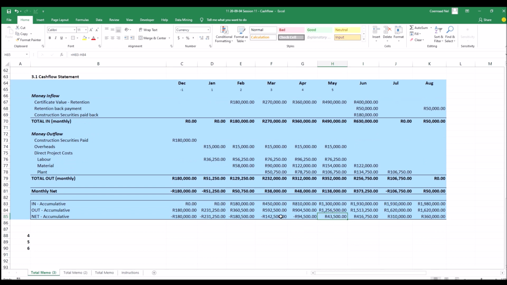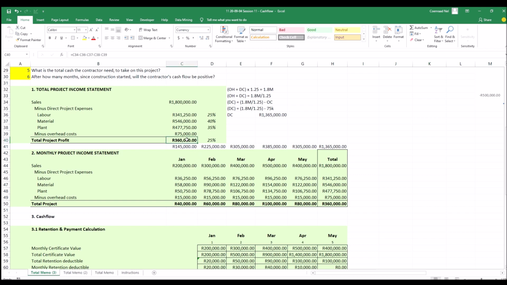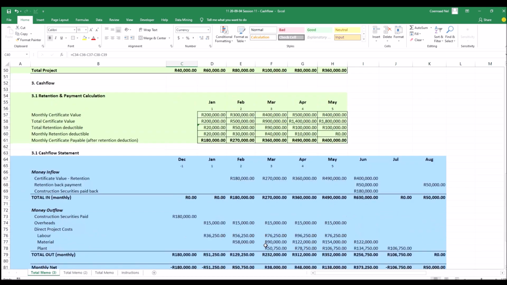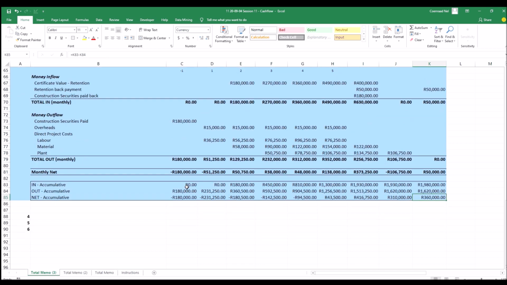Okay, we know this calculation is correct because the net money flowing into my account, that is your profit. And we've worked out there the profit total for the project is 360,000 rand. So that's nice to see this, guys. And this is what I want to show you, is that you are making good money. You are making 360,000 rand on this project.